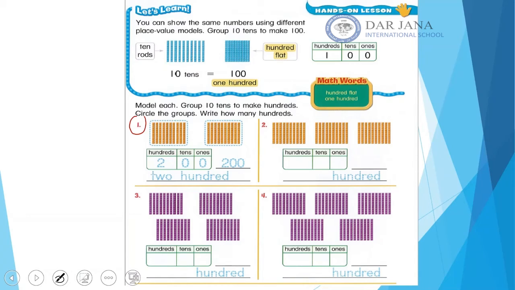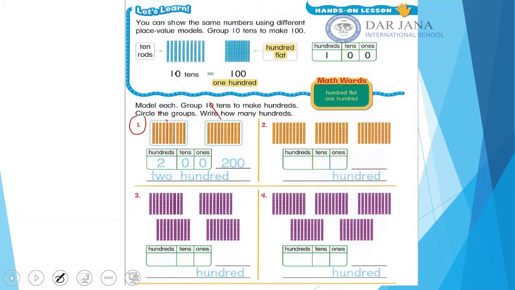Now, as you see, he will put you 10 tens and you have to group it. Group it means put it in a group. Can you see the blue line? Yes, you have to make 100 by grouping 10 tens. So, how many tens do I have? I need you to look. I have 1 and I have 2. So, I have 2 groups of hundreds that contains 10 tens each.